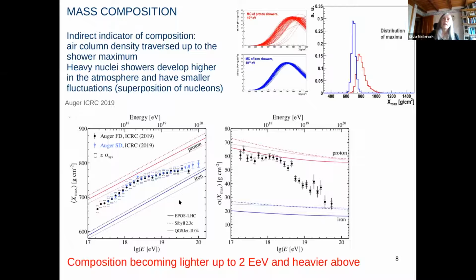Going now to the measurement of the mass composition, the most widely used indicator is the depth of the atmosphere at which the showers reach the maximum. This is because heavy nuclei showers develop higher in the atmosphere and have smaller fluctuations, which can be understood as the superposition of smaller showers initiated by the nucleons. So you see here the predictions for proton primaries and for iron primaries, for the mean Xmax and for the fluctuations. And what we see is that observation indicates that the composition is becoming lighter up to an energy of 2 exa-electron volts, and then heavier at higher energies.